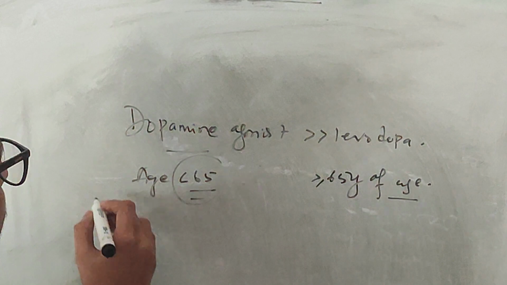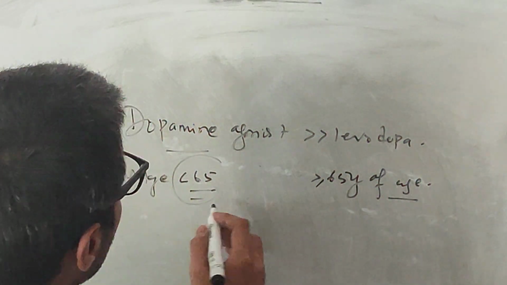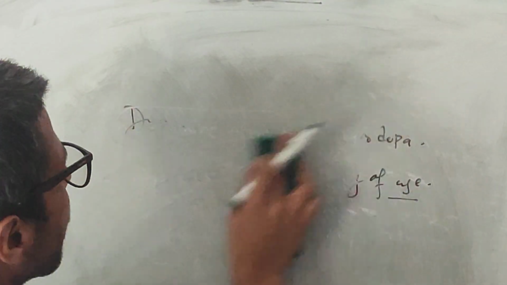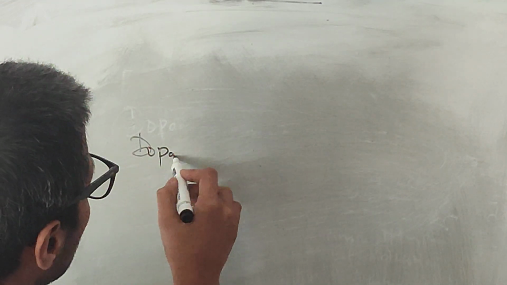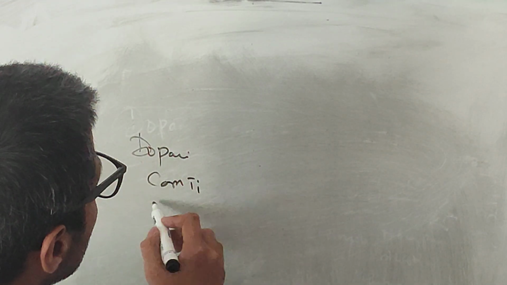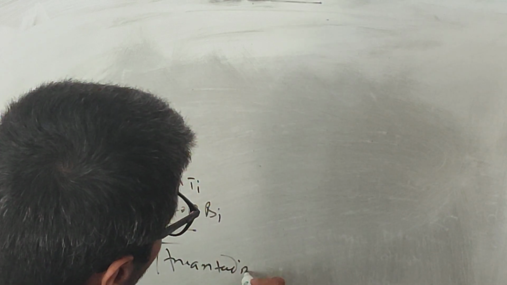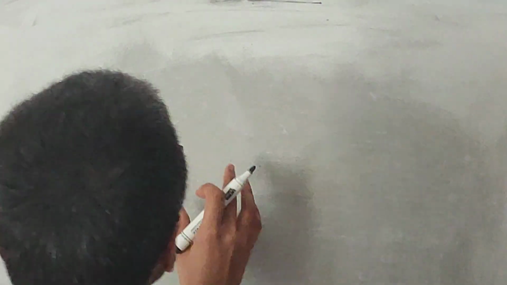And if the patient experiences levodopa-induced dyskinesia, then also we go for dopamine agonists. And if the patient's symptoms are not responding to levodopa or dopamine agonists, then we also have to add COMT inhibitors, MAO-B inhibitors, amantadine. So these are the medicines available for symptomatic control of Parkinson's disease.